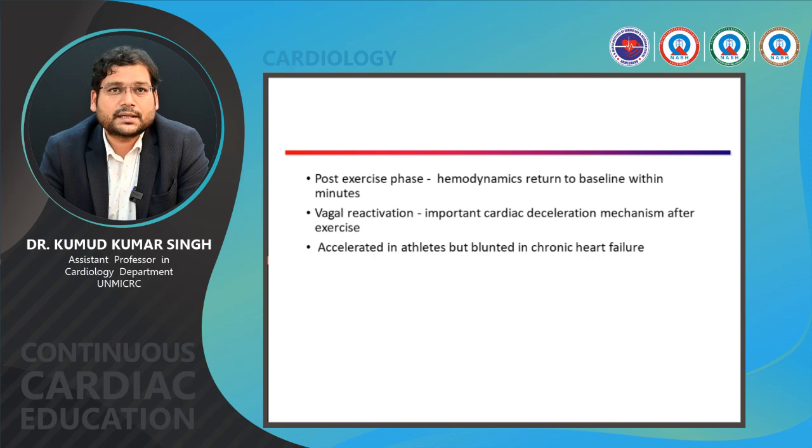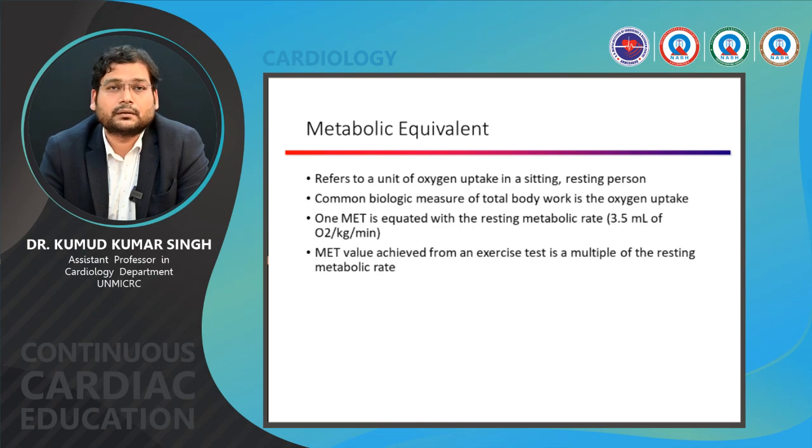This reactivation is accelerated in athletes, but it is blunted in chronic heart failure. So what is metabolic equivalent? It is a unit of oxygen uptake in a resting or sitting person. It is a common biological measurement of total body work, which is oxygen uptake. 1 MET is equal to the resting metabolic rate, that is 3.5 ml of oxygen required per kilogram per minute, and the MET value achieved from an exercise test is a multiple of the resting metabolic rate.